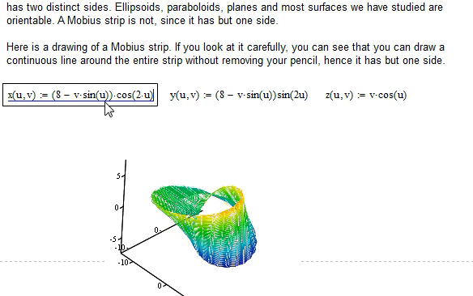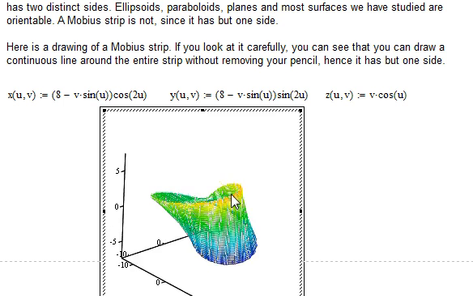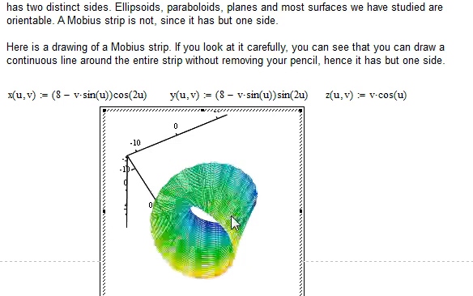Here are the parametric equations for it. I guess I could call it a vector valued function if I want. R of u,v equals (8 minus v sine of u) cosine of 2u i plus (8 minus v sine of u) sine of 2u j plus v cosine of u k, or something like that. But this is our one-sided surface.